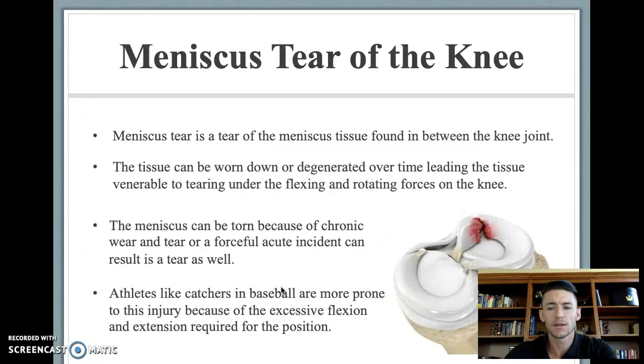Continuing to the third common injury that we'll be looking at is the meniscus tear of the knee. The meniscus is a tear of the tissue found in between the knee joint. The tissue can be worn down and degenerated over time, leaving the tissue vulnerable to tearing under the flexing and rotating forces of a knee. This can occur because of chronic wear and tear, or because of an acute incident. Athletes like catchers in baseball are the ones that are most prone to injuring the meniscus.